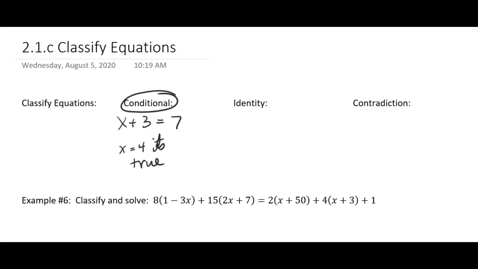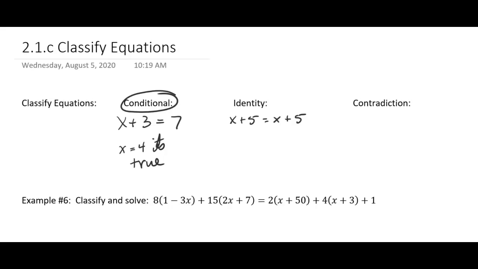An identity, something like x plus 5 equals x plus 5. Well, that's true no matter what. If you take any real number and add 5 to it, it's going to equal that same number with 5 added to it. So it doesn't matter what x is, it's always going to be true. And so that's why it's called an identity.